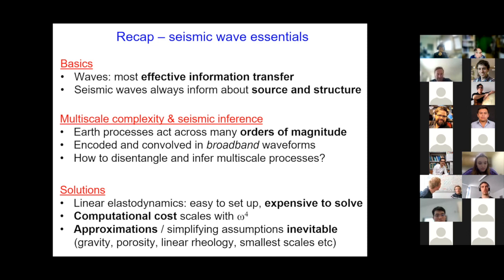So that in particular comes with the fact that the computational cost scales in these discrete methods with the fourth power in the frequency. That's simply down to the fact that in three dimensions, you have three spatial dimensions and one time dimension. So as such, when you double the resolution, you end up having a 2 to the 4th power increase in computational cost as a rule of thumb.